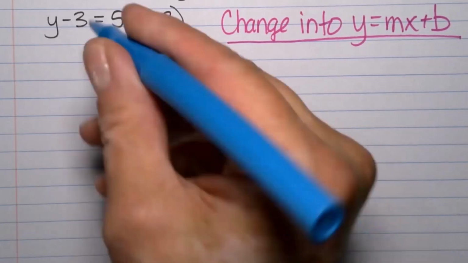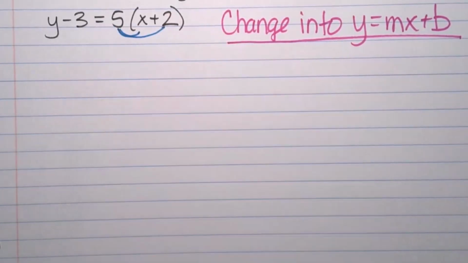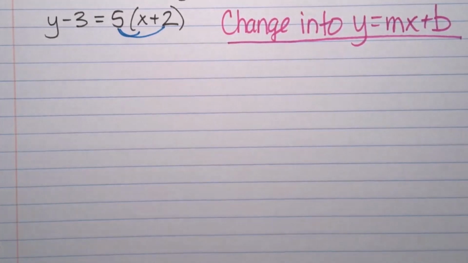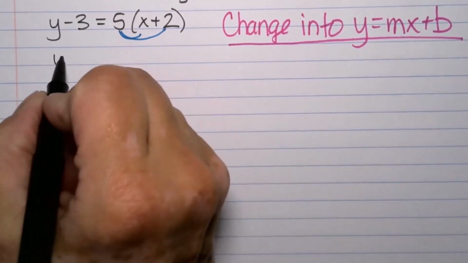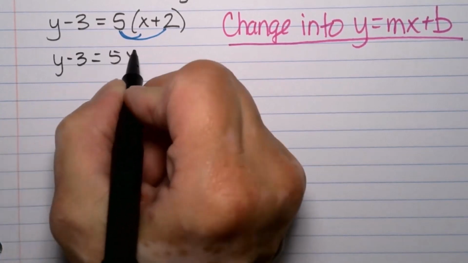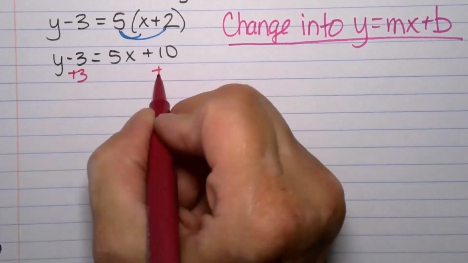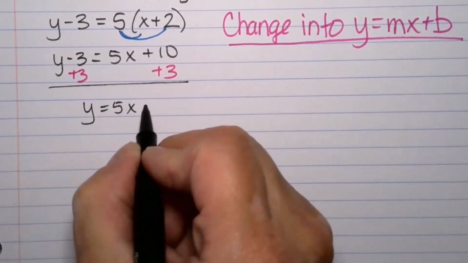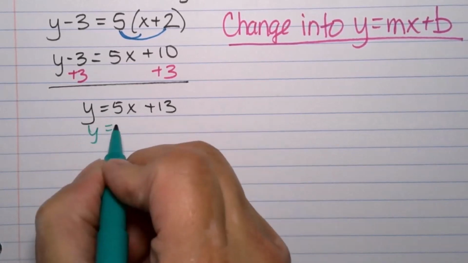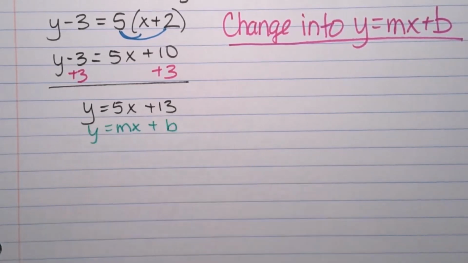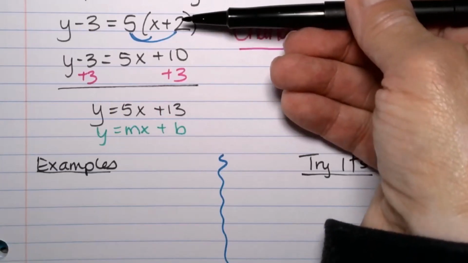The first thing you do is distribute. And in this one we'll distribute the 5 by multiplying it times the x and multiplying it times the 2. And when you do that, you're going to get y minus 3 equals 5x plus 10. The next step would be to solve for y. So we're going to add 3 to both sides. And what you end up with is y equals 5x plus 13. Now this is slope-intercept form. And you can see once it's written like that, that the 5 is the slope and the 13 is the y-intercept.